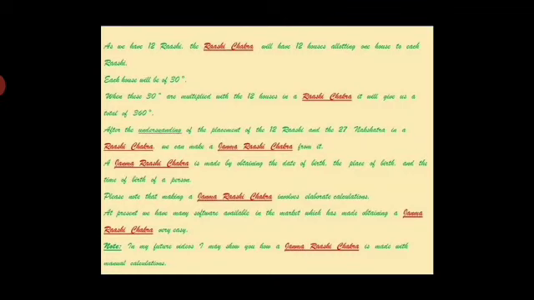After the understanding of the placement of the 12 Rashi and the 27 Nakshatra in a Rashi Chakra, we can make a Janma Rashi Chakra from it. A Janma Rashi Chakra is made by obtaining the date of birth, the place of birth, and the time of birth of a person.